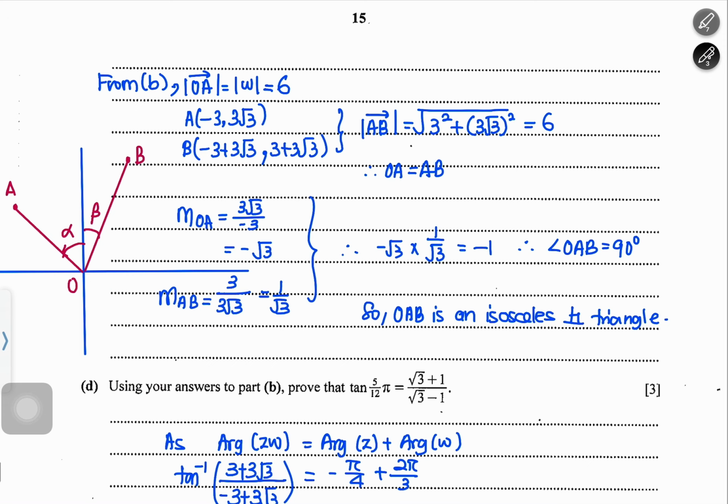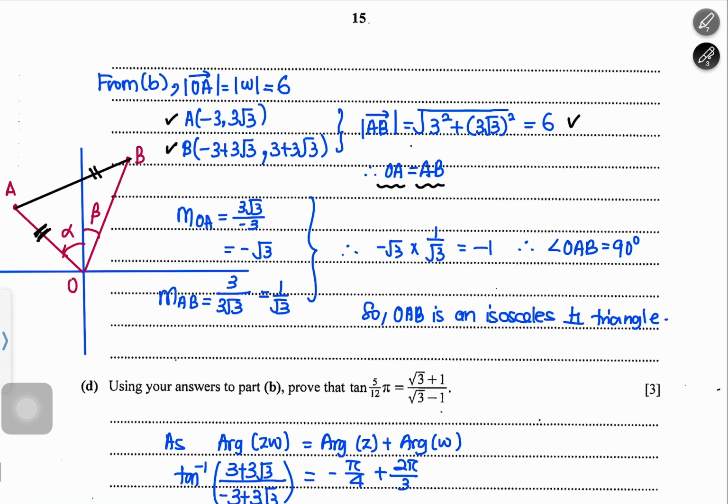So how do I start solving this? First I went to this particular length OA, because I can get this from part B. I know it's already 6. I just only found the answer, and then I know the A and B coordinates, and I'm using that in order to find the length. By doing this, I can show that OA is equal to AB. So where is AB? AB is here. So I just managed to show that this one is equal to my OA.